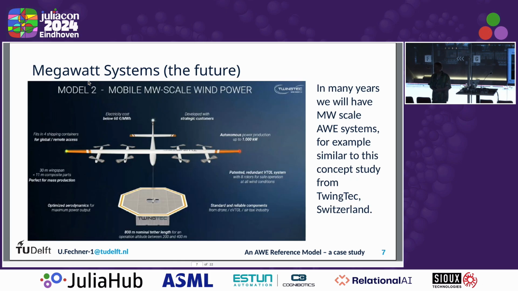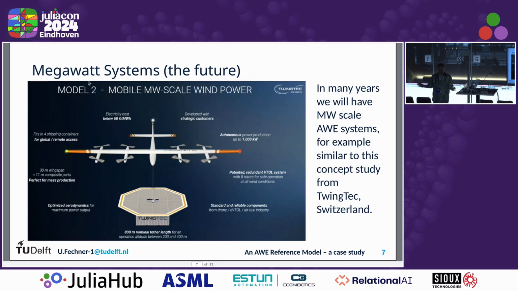For the future, we want to go to bigger systems. This is just one example from Switzerland. They made a very nice concept study of a 1 megawatt system, which you can deploy in 4 containers. So it's very mobile. They have very strong interest, for example, from the mining industry. They cannot put a wind turbine next to their mine if their mine is there only for 4 years, and then they move further. But such a system you could put in a container, in just 3 days, and then move to a new location.